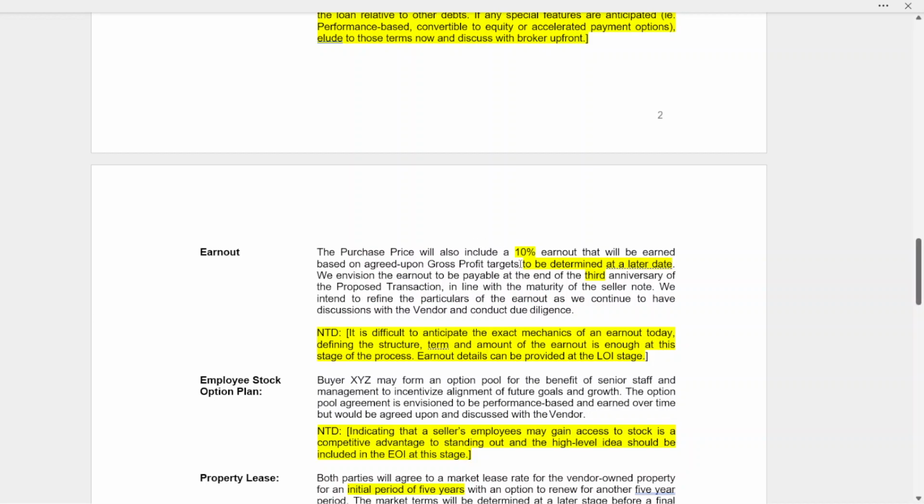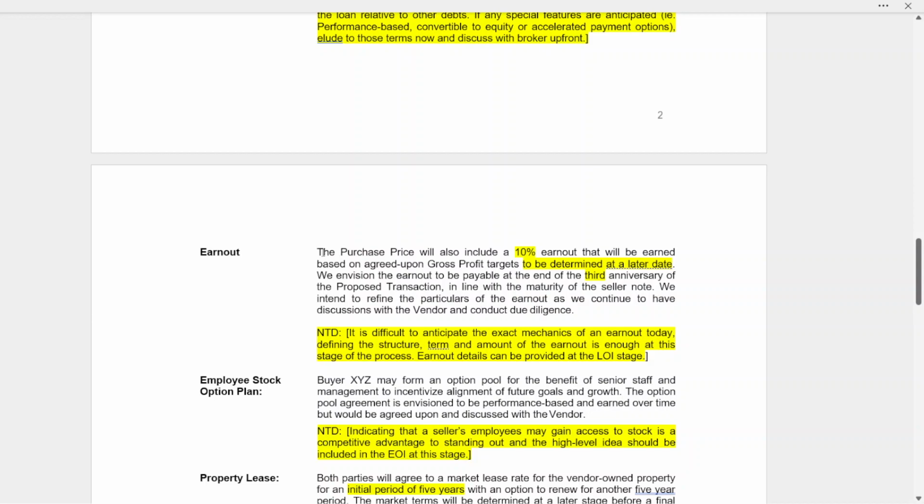So the purchase price will include a 10% earnout earned based on agreed upon gross profit targets to be determined at a later date. So they've given you a high level of how the earnout's going to get calculated. It's based on gross profit targets. We know what the amount is. We know that it's payable at the end of the third year, but the actual targets and the mechanism for calculating those targets and all that will all get addressed at a later stage at the LOI stage. Again, right now we just want very high level terms.